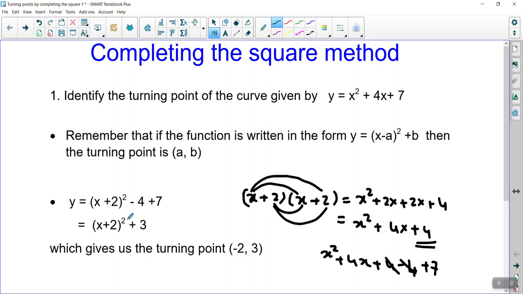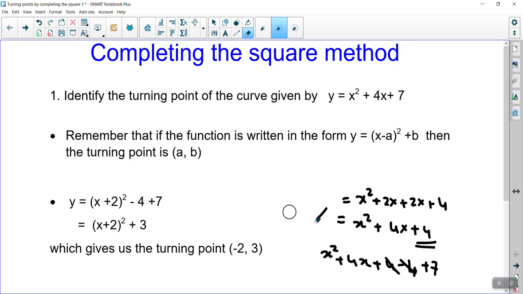We have x plus 2 whole squared minus 4 plus 7 is plus 3, which gives us the turning point negative 2, because this is plus 2, right? So whatever is the number here, if it is a positive number, turn it to a negative sign, so negative 2, and this is our b. So that is negative 2, 3. So this parabola or quadratic curve would have a turning point at negative 2, 3.